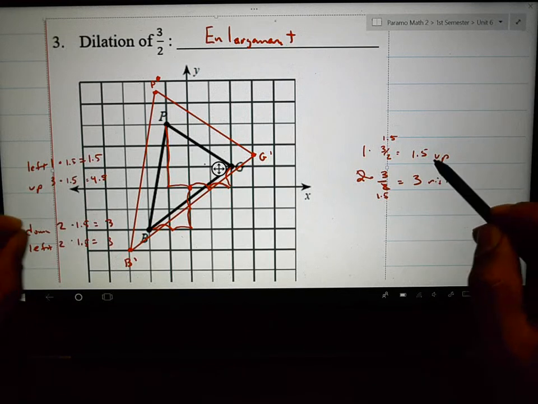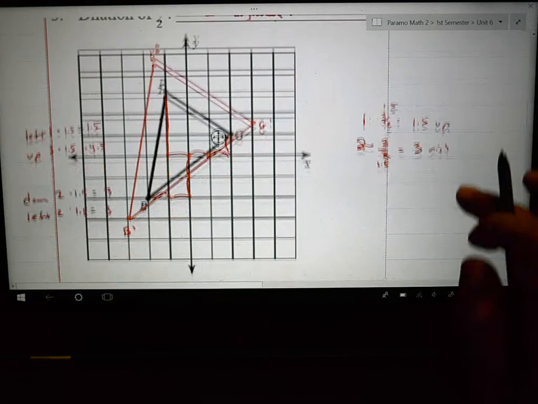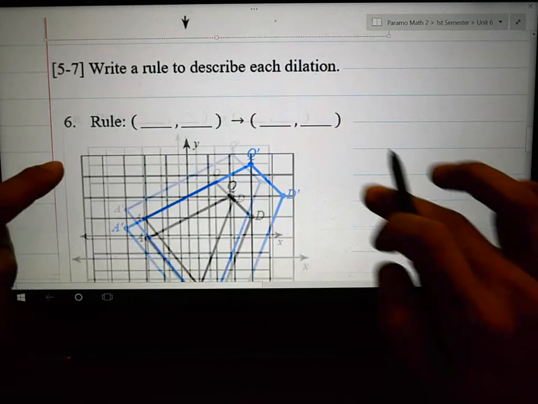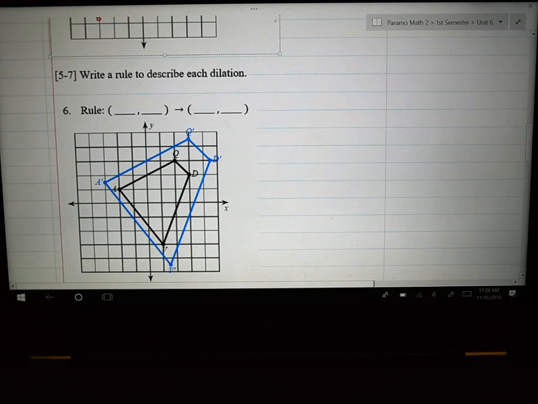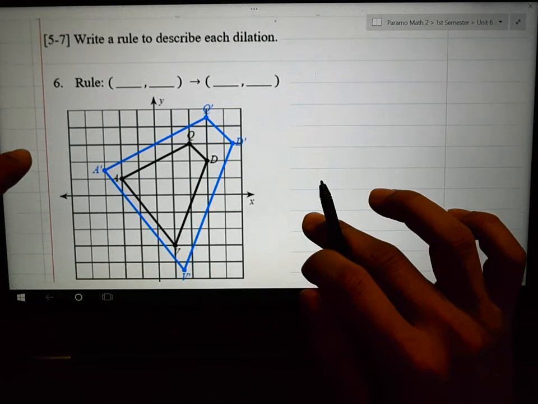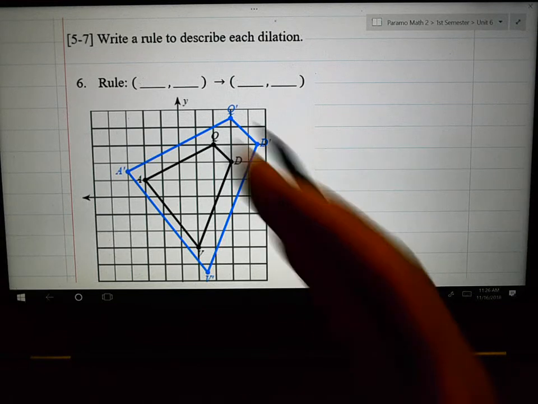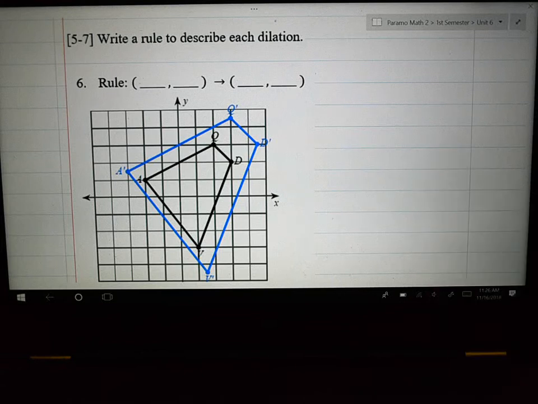So if you get stuck, do the fractions and the decimals off to the side like I just did. I have 3 more examples, but not like what we just did. I want to switch the other examples. Number 6 asks you for a rule. They're asking you, what happened from this blue shape from the black shape?